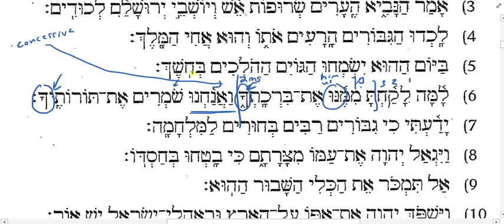Okay? So why did you take away your blessing from, now what am I going to choose, him or us here? Us, because I have a we with anachnu. So we'll go with us. So why did you take your blessing from us, even though we were keeping your laws? Okay?